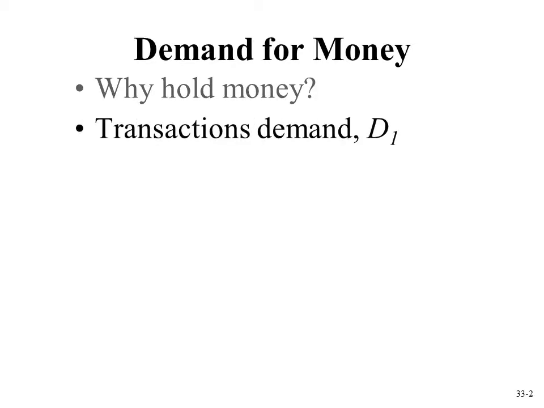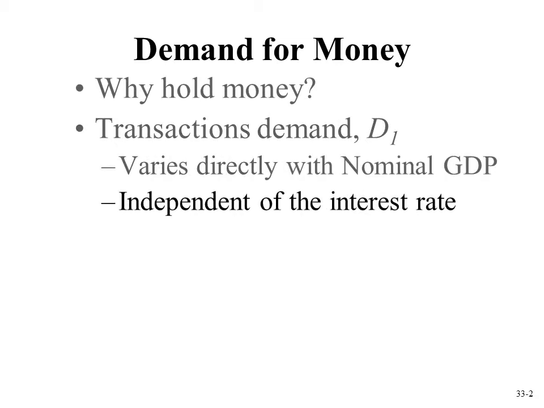What makes up the demand for money? Okay, the demand for money. First question is, why would people want to hold money? On the previous slide, we saw the demand for money. That's the total demand for money. But there's two aspects of the demand for money. The first one is what's called the transaction demand for money. And the transaction demand for money, as it turns out, varies directly with nominal GDP.